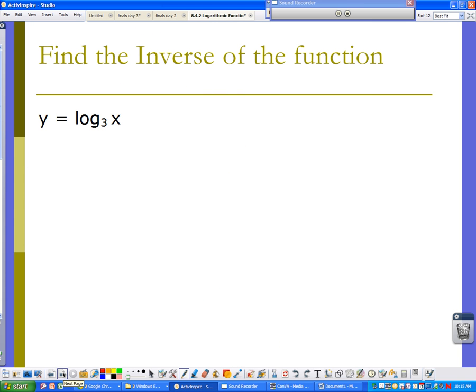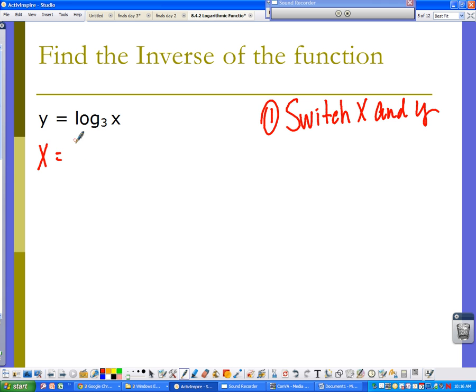We're going to actually find the inverse of the function. Now, if you remember way back when we calculated the inverses of these, the first thing that you need to do is switch your x and y. Okay, so we're going to switch x and y. So y becomes the x. Everything else is going to stay as it is, and the x becomes the y.